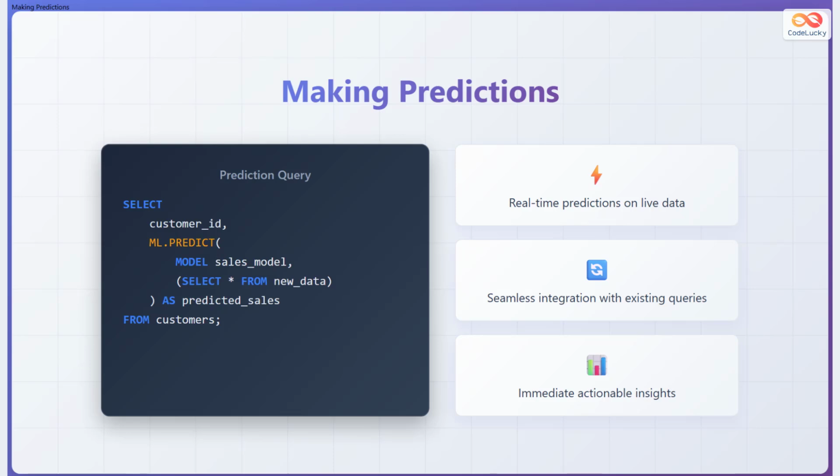Once a model is trained, making predictions is straightforward. The statement: SELECT customer_ID, ML.PREDICT(MODEL sales_model, (SELECT * FROM new_data)) AS predicted_sales FROM customers. This enables real-time predictions on live data, seamless integration with existing queries, and immediate actionable insights.